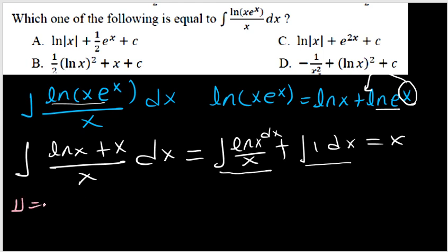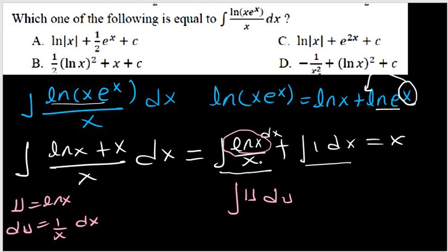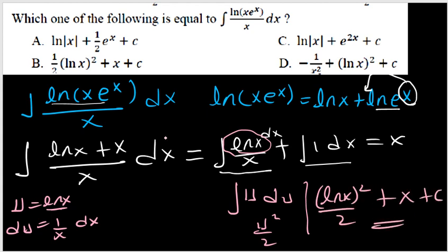We can take u is equal to ln x. When you differentiate both sides, du is equal to 1 over x dx. So this integral will be u du only. Because ln x over x means, ln x we take as u, and then what remains is 1 over x dx. When you differentiate ln x, it will be 1 over x. 1 over x dx will be just du substituted. So this integral will be u squared over 2. So finally our answer will be the first part, u squared over 2. What's u? It's ln x. So (ln x) squared over 2 plus x plus c will be the answer.